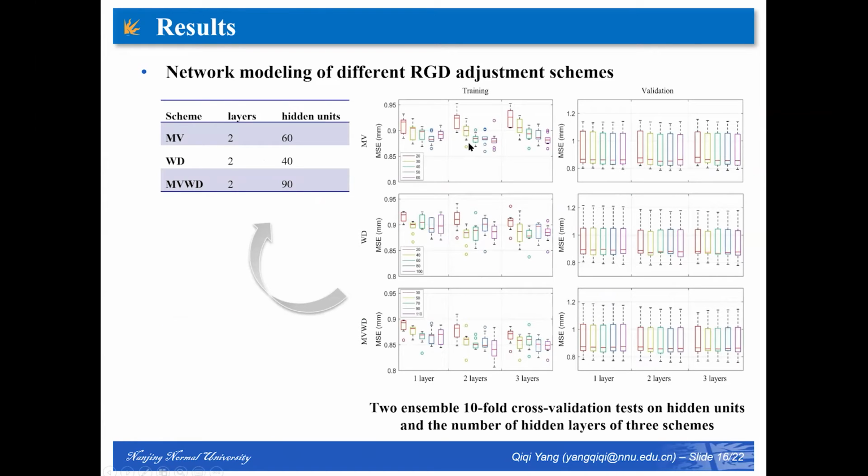This figure shows two ensemble 10-fold cross-validation tests on hidden units and the number of hidden layers of 3 schemes. From this figure, we can get the suitable layers and hidden units for each adjustment model, as shown in this table.